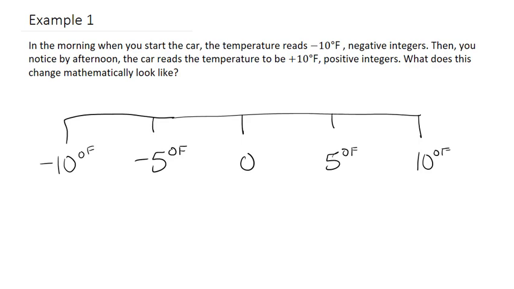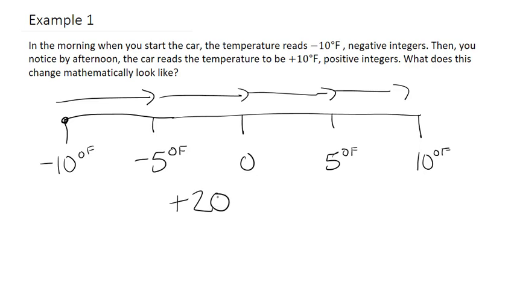What does this change mathematically look like? So for this, we would start at negative 10, and we notice we have a number line in increments of 5. So anytime you go up 5, you can just think of positive 5. And then we go from negative 10 to negative 5, so that's 5, then 0 is 10, then 5 is 15, and then lastly 20. So you can think of this as a positive 20 increase in temperature.